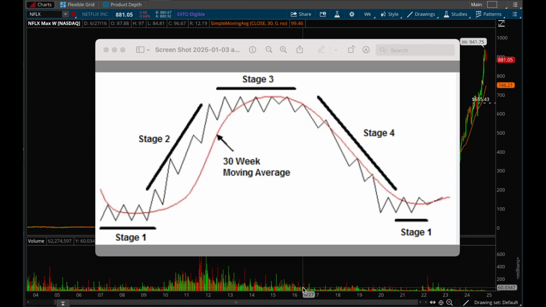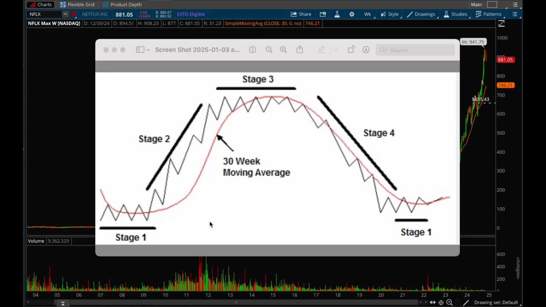In this video we're going to go over stage analysis. Stage analysis is basically an easy way to break down the life cycle of a stock. Within the life cycle of a stock, there are typically four main stages: stage 1, stage 2, stage 3, and stage 4.